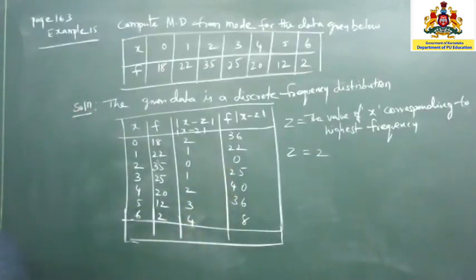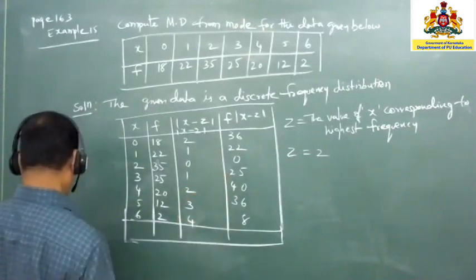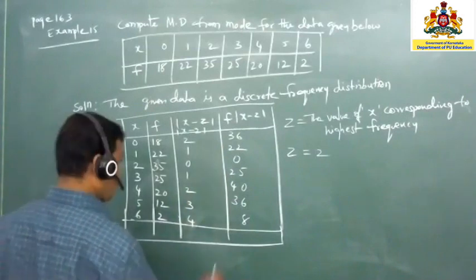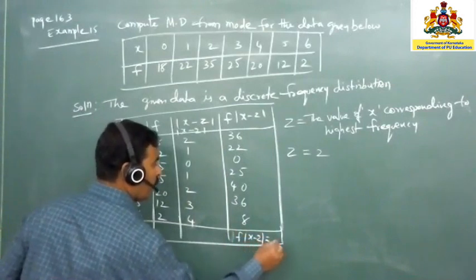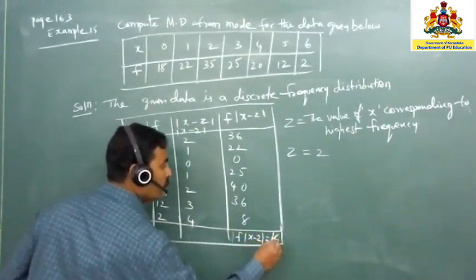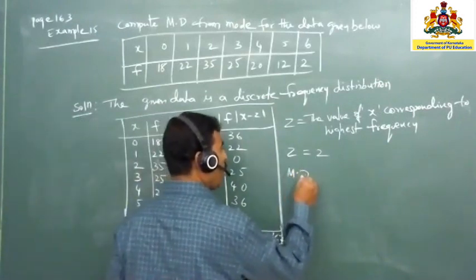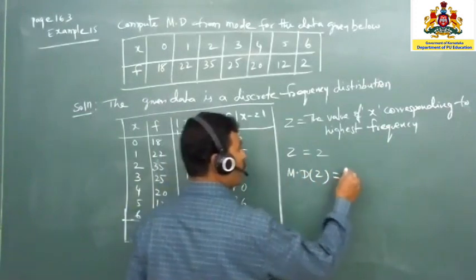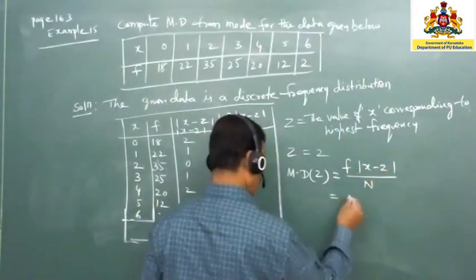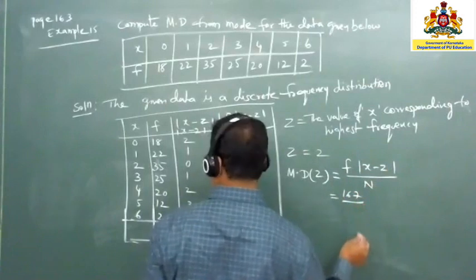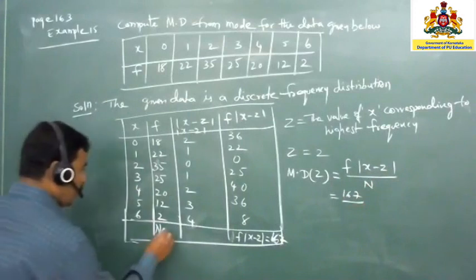Total value is 167. The frequencies are 36, 22, 25, 40, 36, 8. Total is the summation of f into modulus of x minus z, equal to 167. Therefore, mean deviation from mode is equal to summation f into modulus of x minus z by n, equal to 167 by n, where n is the total frequency.